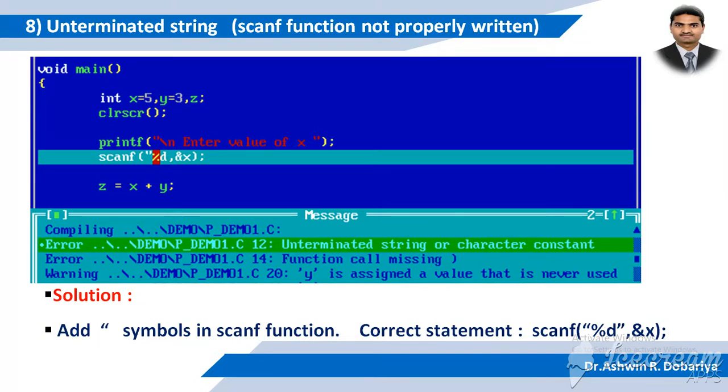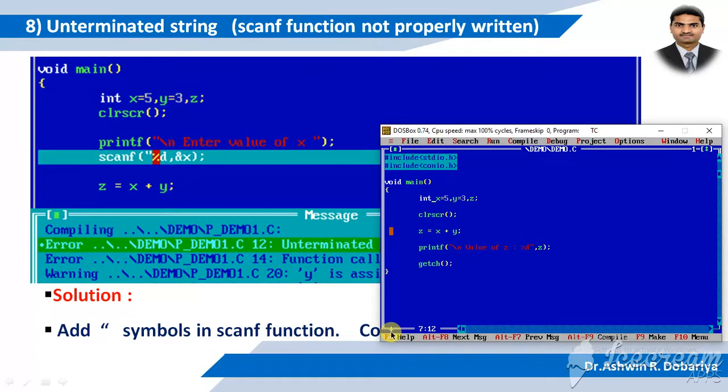So the 8th type of error is the unterminated string error. In the scanf function, generally a string is mentioned in double quotation marks, and sometimes you start the double quotation and forget to end it. This statement generates an error like unterminated string or character constant. So how can we solve it? Here we started the double quotation and we have to end it after the %d. So the correct statement is scanf, double quotation, %d, and double quotation. We have to close it. This is the solution of this error.